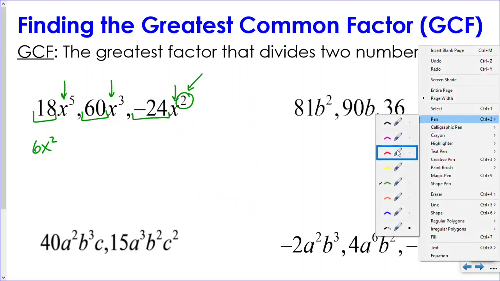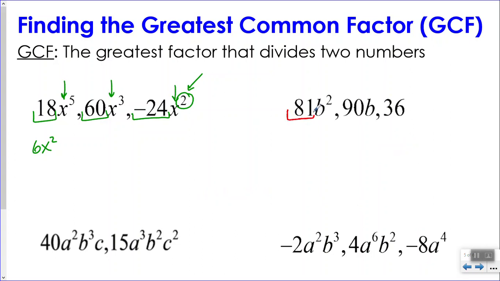If we take a look at our second example up top here, again we start with our coefficients. We have 81, 90, and 36. So my GCF there is going to be 9. Now I look at my variables. I have b squared, b, and there is no b here. So if there's no variable term in all three of my terms for a particular variable, that means that I can't have it in my greatest common factor. So there's not going to be a b in my GCF, and my GCF is just going to be 9.